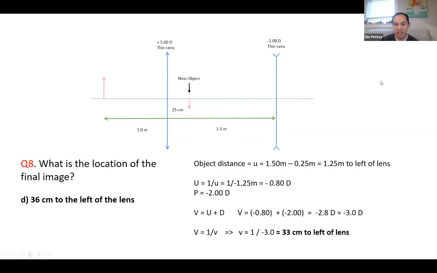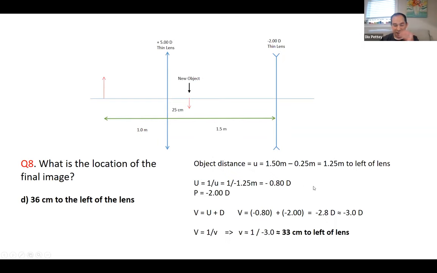Very good. So, you basically just walked us through exactly what I have on here. You have to make sure that your object starting out is in the correct position, 25 centimeters to the right of the first lens. You take that difference. And then it's just a matter of keeping your sign straight in the V equals U plus D equation.